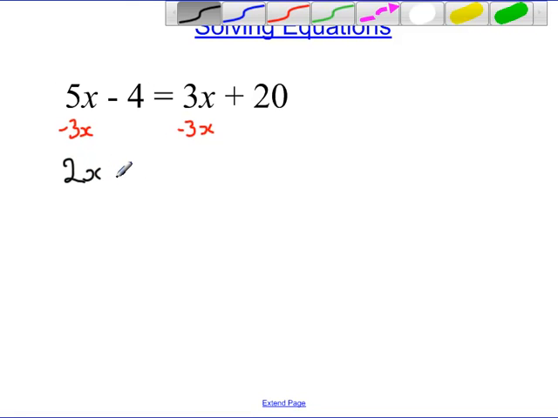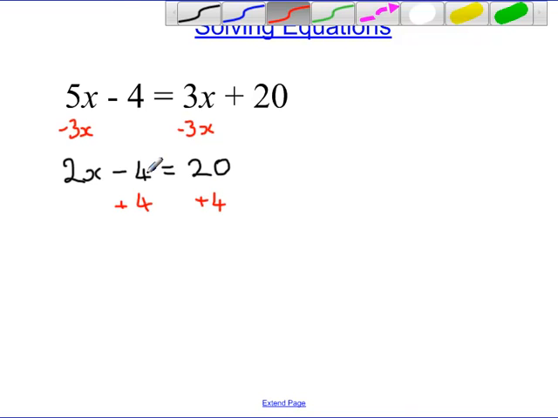Then that just remains the same as minus 4, so that's the left hand side sorted out. And on the other side you've got 3x take away 3x is 0, and you've just got remaining plus 20, but you just need to write down 20 there. Okay, and then to finish off, now we want to get the 2x on its own, so to remove this minus 4, the opposite of minus 4 is plus 4.